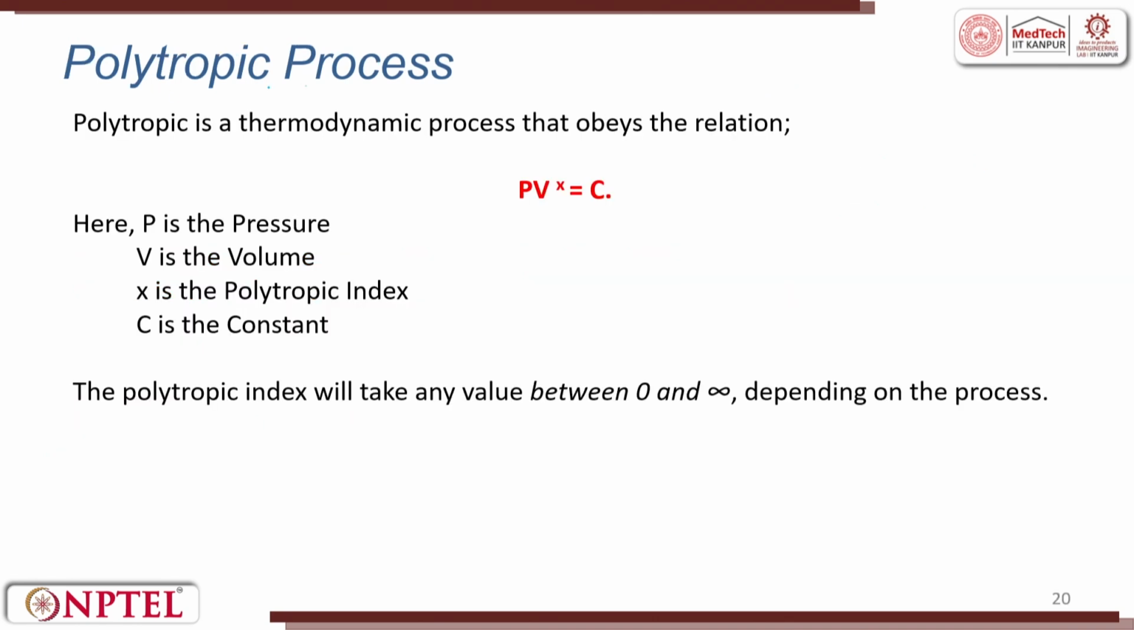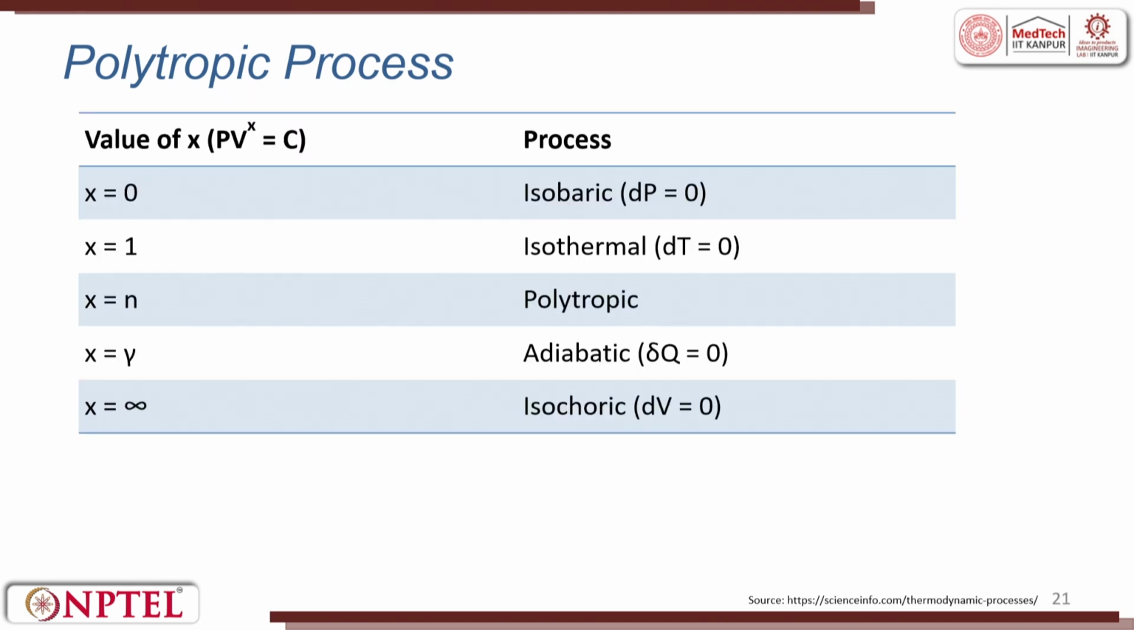So, now polytropic process. Polytropic is a thermodynamic process that obeys the relationship PV^n equal to a constant. So, P is pressure, V is volume, n is the polytropic index, and C is a constant. Now what is the value of n is the question. The polytropic index will take a value between 0 to infinity depending upon the process. Now let us see what we do in which process.